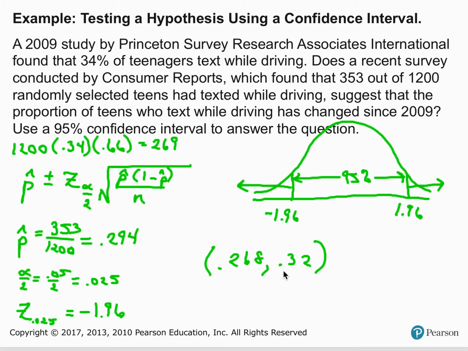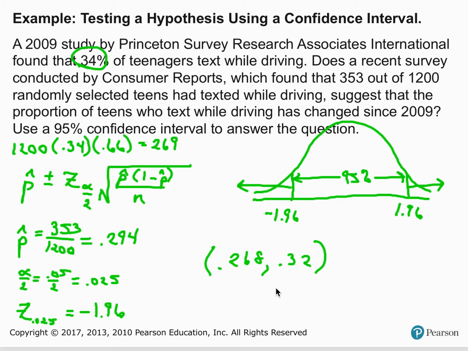Okay, so 0.34 is not in this interval, right? Because 0.34 is not in the bounds of this interval, there is sufficient evidence to conclude that the proportion of teens who text while driving has indeed changed since 2009. Okay, so that's the confidence interval method.